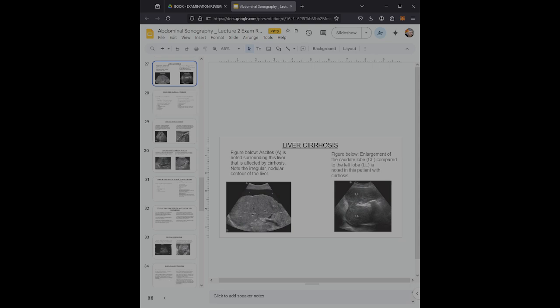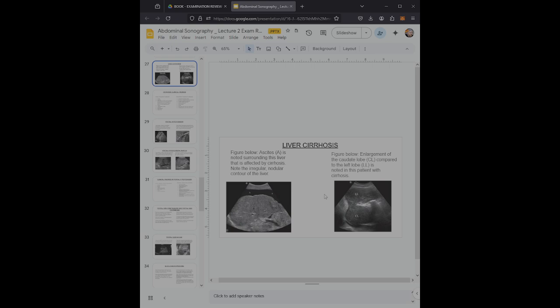Next we come to liver cirrhosis, and this is defined as hepatocyte death, or you can have fibrosis or necrosis of the liver. And in the liver cirrhosis, we see the development of regenerating nodules. And a common sequelae of cirrhosis includes portal hypertension and the development of varicosities within the abdomen, as well as portal vein thrombosis, splenomegaly, and hepatocellular carcinoma.